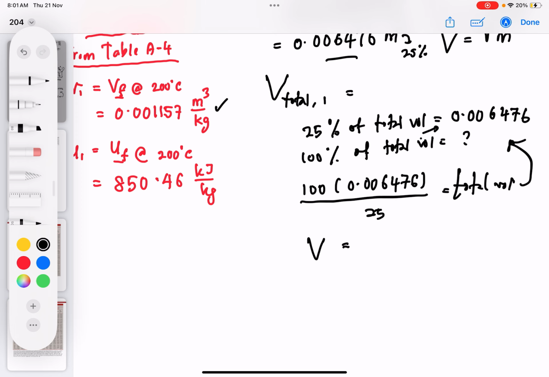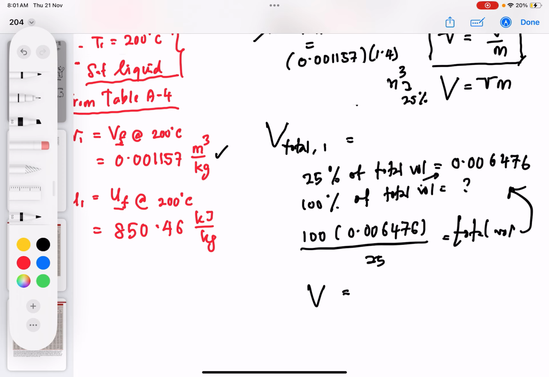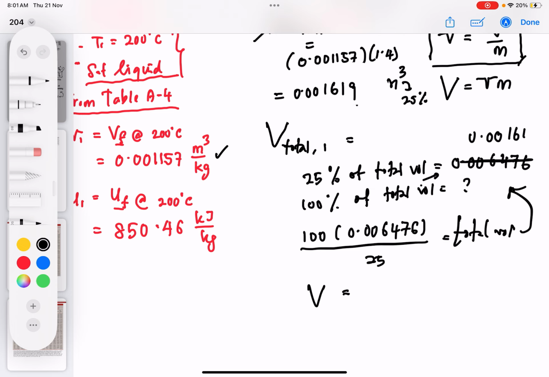I make mistakes, 1.4. Sorry about that, I made a mistake over here. I already calculated this before, so when I rewrite it, sometimes I get confused. So this one should be 0.001619, and then the total volume should be 0.006476 meter to the power of 3.